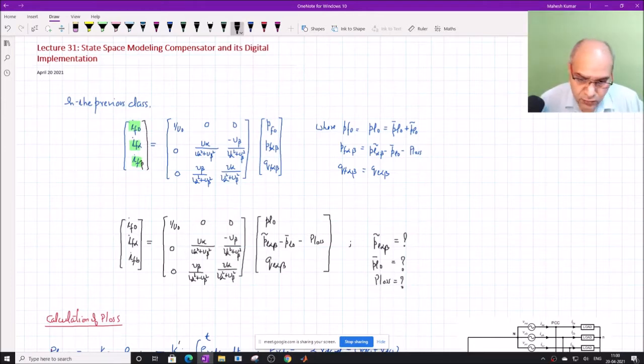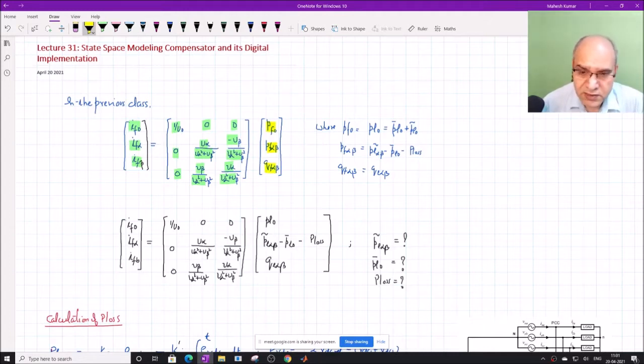And this is equal to the voltage matrix here. As you can see, the first row is 1 by V0, 0, 0, and here 0, 0, V alpha by V alpha square plus V beta square, and minus V beta by V alpha square plus V beta square. In the third row we have V beta by V alpha square plus V beta square, and the last element is V alpha by V alpha square plus V beta square. This is multiplied into the power components PF0, PF alpha beta and QF alpha beta.